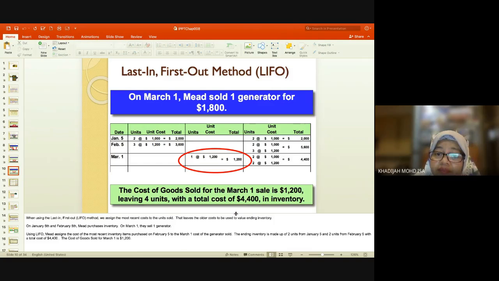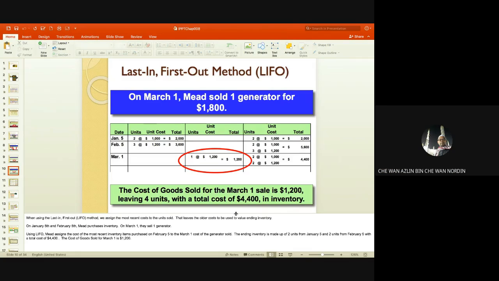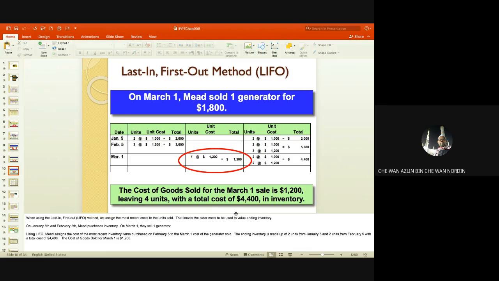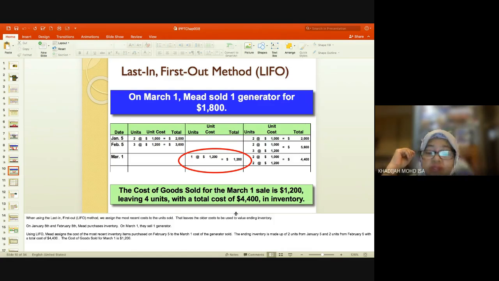Is that clear? But normally the company use FIFO. Apa dia? Normally the company use FIFO lah. Yes. Most of the time memang FIFO. Yeah, first in, first out.